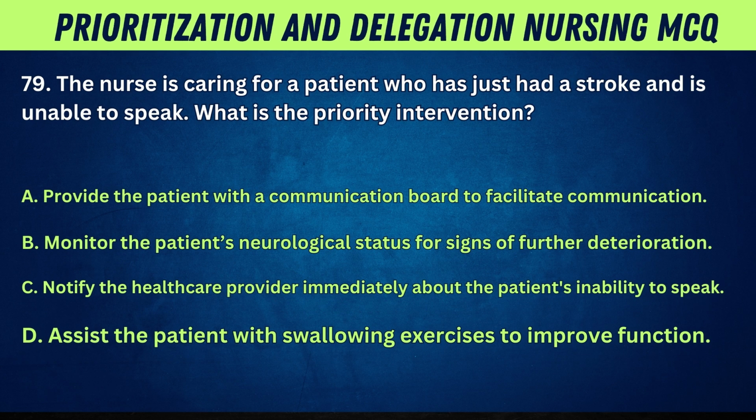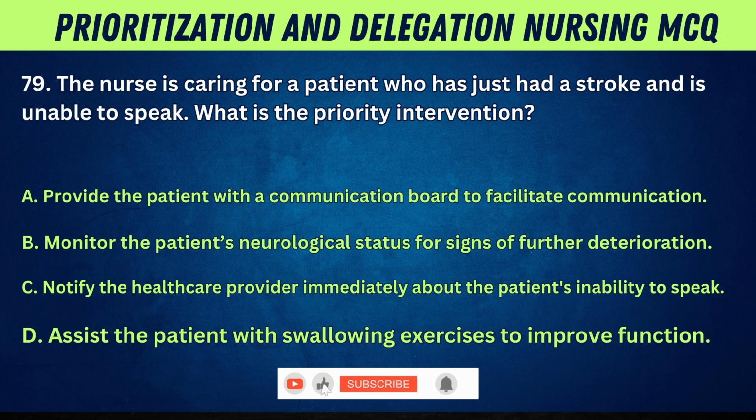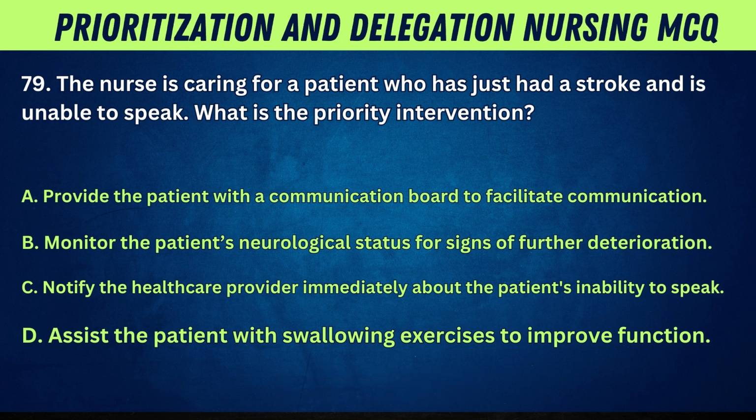79. The nurse is caring for a patient who has just had a stroke and is unable to speak. What is the priority intervention? A. Provide the patient with a communication board to facilitate communication. B. Monitor the patient's neurological status for signs of further deterioration. C. Notify the healthcare provider immediately about the patient's inability to speak. D. Assist the patient with swallowing exercises to improve function.